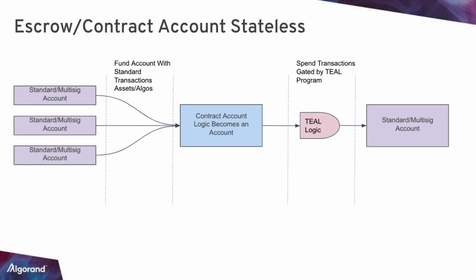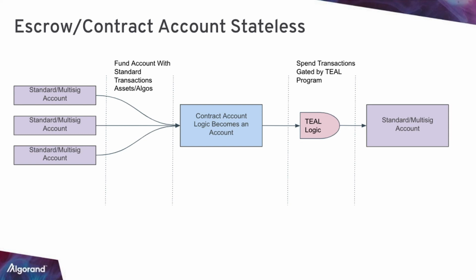All right, so moving along. When we're dealing with escrow, this is a stateless contract, escrow or contract account. The TEAL logic you write, you compile it, and it produces an Algorand account. What this does is it acts just like any other multi-sig account, standard account on Algorand. You can fund it, you can spend from it, and all of the standard transactions that you can do with an account. The only difference is anytime something leaves the account, the TEAL logic is evaluated, and if it returns true, it approves the transaction. If the logic fails, then the transaction fails.